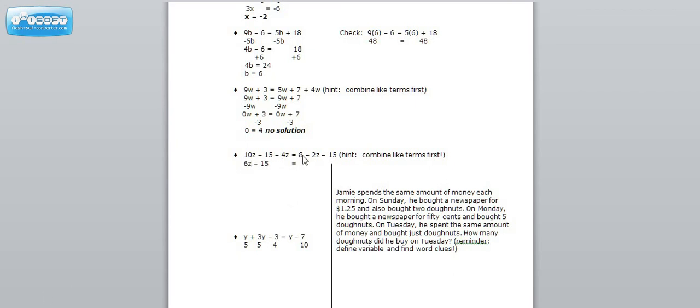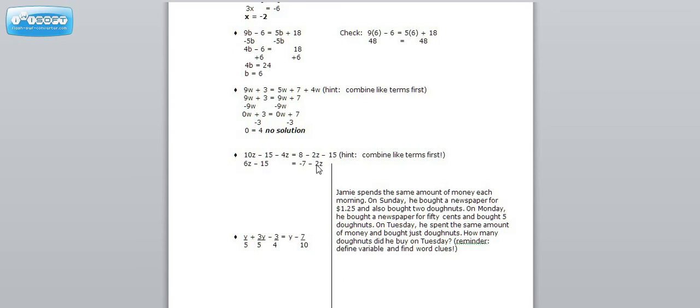And then on this side, I have an 8 and I have a negative 15. So let's combine those. So that brings me down to 6z, because 10z minus 4z is 6z. Bring down the negative 15, because I didn't do anything with him. I combined the 8 and the negative 15 to get negative 7. Bring down the negative 2z, because I didn't do anything with him.